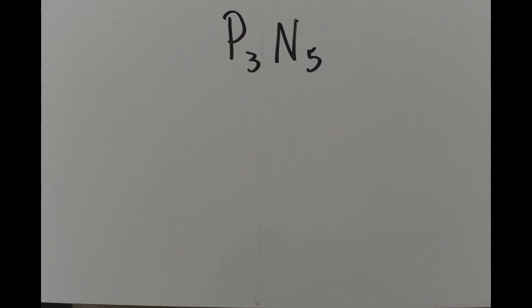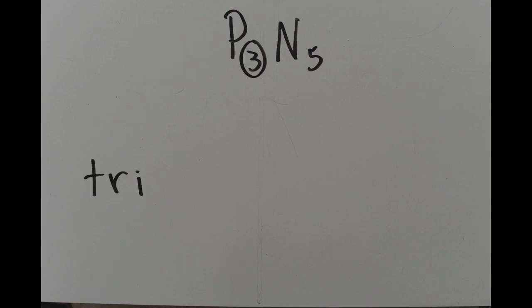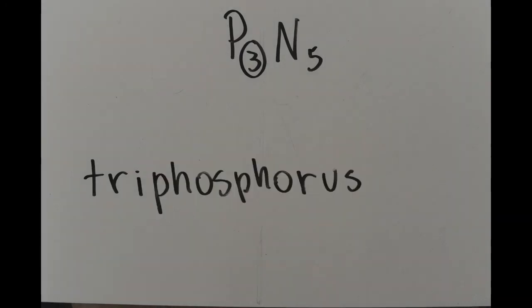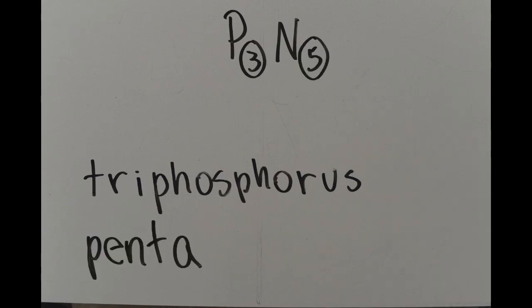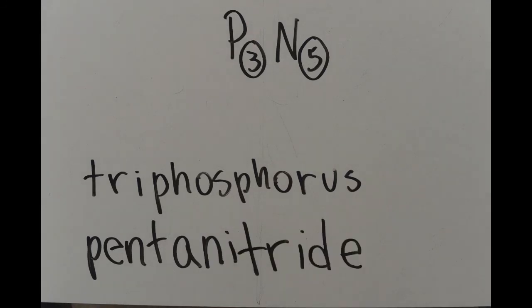Here we have P3N5. First, we would identify how many atoms of phosphorus there are, in this case 3. So we would write the prefix tri. Remember, if there were only 1 atom of the first element, you would not use a prefix. Next, we add phosphorus onto tri. Since there are 5 nitrogen atoms, we would start with the prefix penta. Next, we add the stem of nitrogen, but we have to remember to change the ending to "ide". This leaves us with triphosphorus pentanitride.